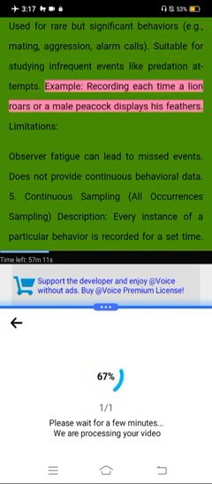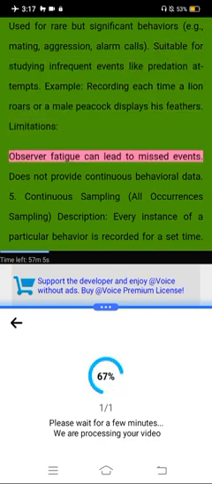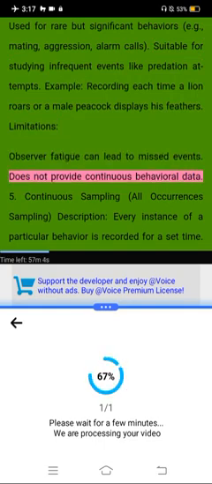Example: recording each time a lion roars or a male peacock displays his feathers. Limitations: observer fatigue can lead to missed events. Does not provide continuous behavioral data.